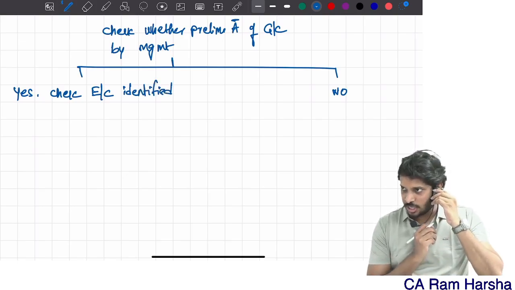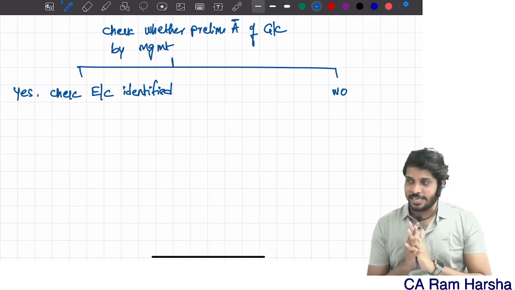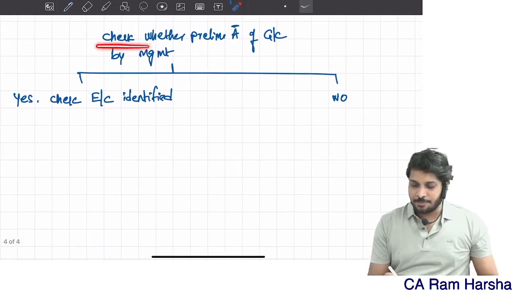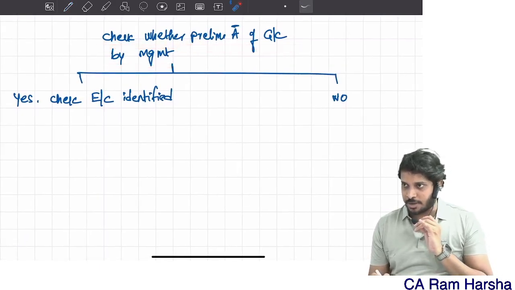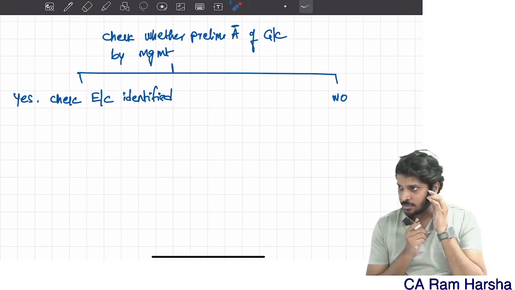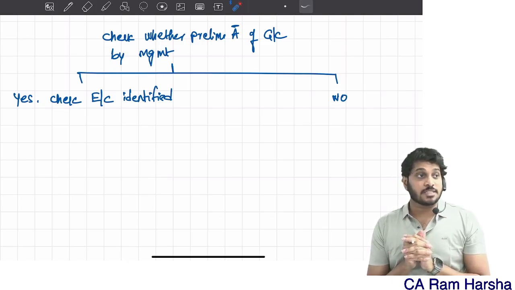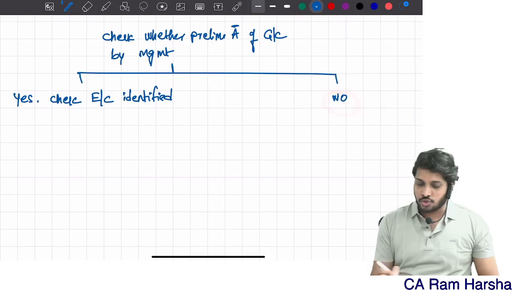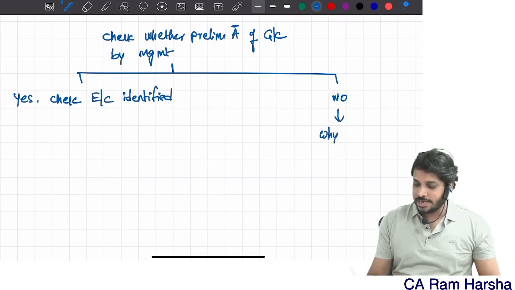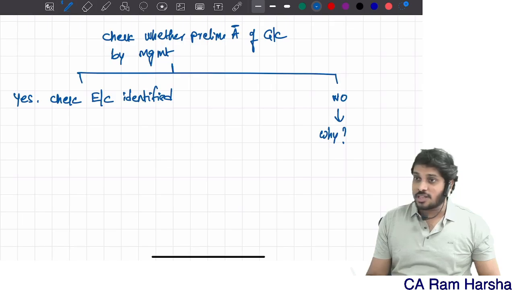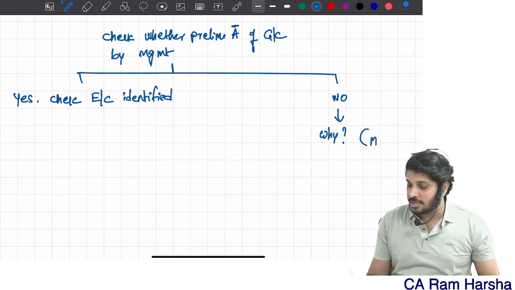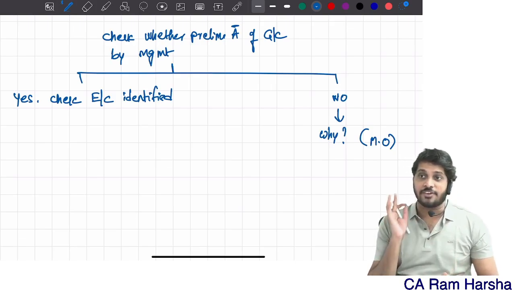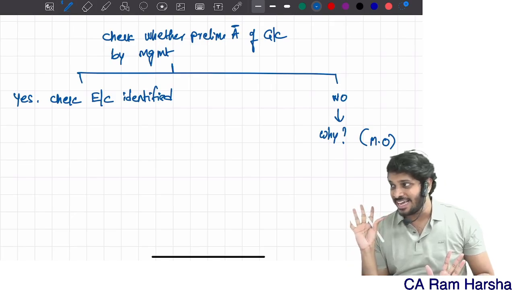You all can take notes along with me, if you want to. Check whether preliminary assessment of going concern is performed by management. In going concern, you should check first whether preliminary assessment is performed by management. If the answer is no, why they didn't perform? If they are not performing at all, we will give a modified opinion.